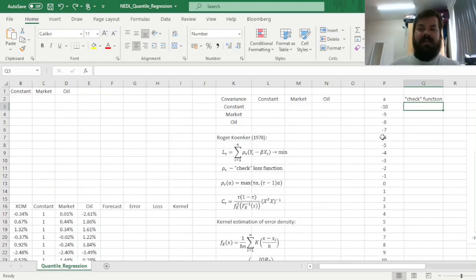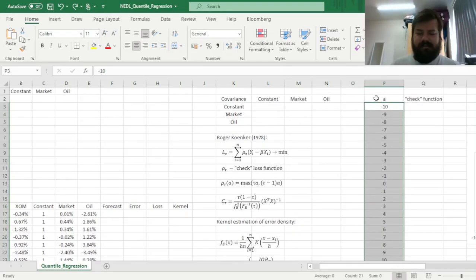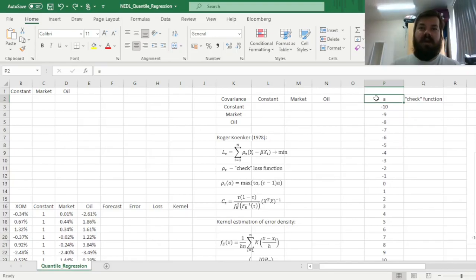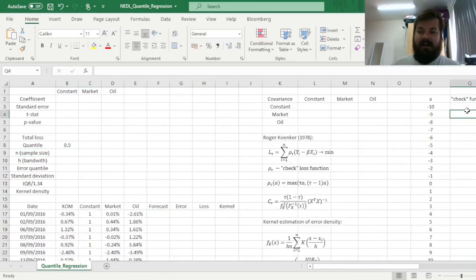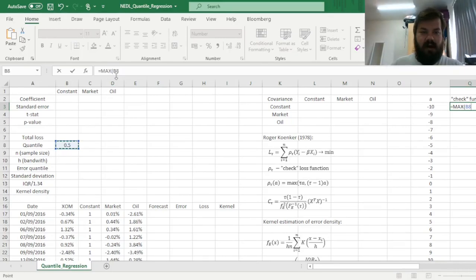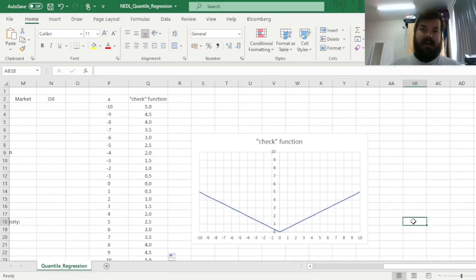Let's input the check loss function values for some range of arguments a. Here we abstract from the forecast we want to establish, the model we want to build. We just want to see the shape of this particular function. So for a quantile tau equal to 0.5, the median, we can start inputting our check function: the maximum of tau times a and tau minus 1 times a. And then we can drag it all the way down and get the symmetric absolute value function, which is the function that gives you, if you minimize the loss function, the conditional median.